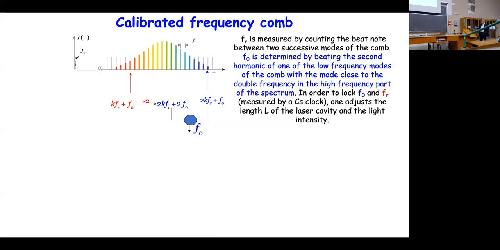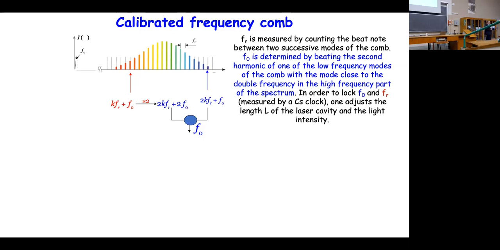The trick is the following. Take one peak of the comb here, which has a frequency K FR plus F0. You don't know F0, you don't know FR. And you send this light into a frequency doubler, second harmonic generation. You get 2 K FR plus 2 F0. And then you compare it with the peak of the comb which is the 2K peak. The peak which has the order 2K has a frequency 2K FR plus F0. And so you see that this peak and that peak have a difference which is precisely F0.